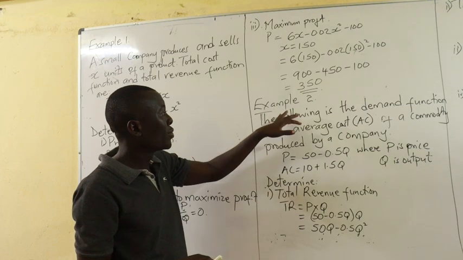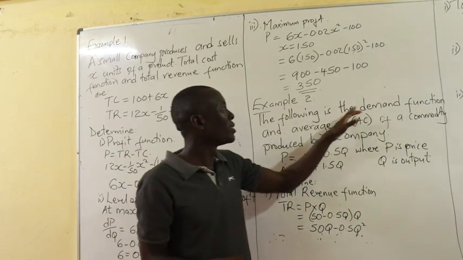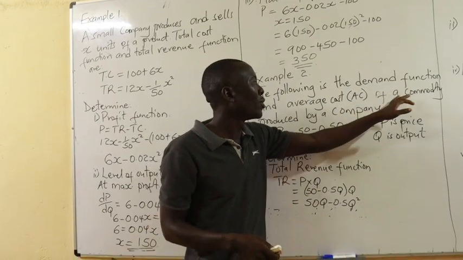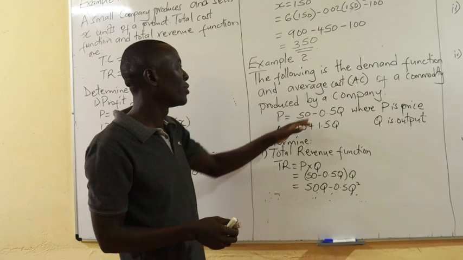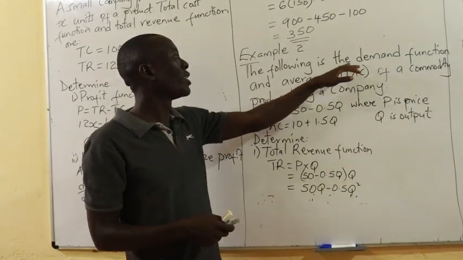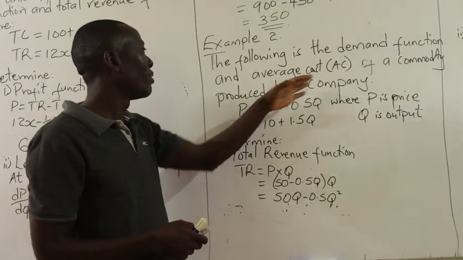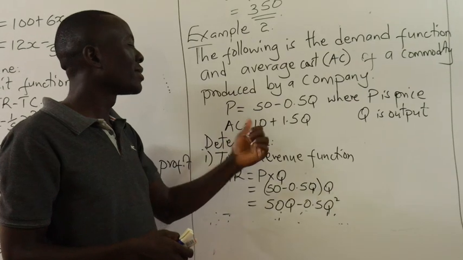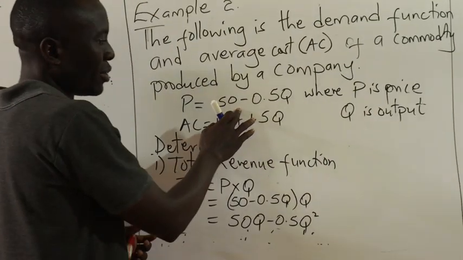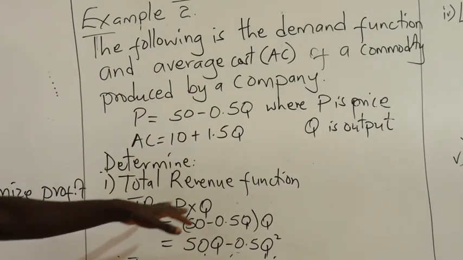We'll move to our example 2 lastly, and example 2 says the following is the demand function and average cost function of a commodity produced by a company. So here they have twisted a bit because we have been given the demand function. The demand function normally is denoted by P, and the average cost is AC. Where P is the price, as we have been told, and Q is the output. And therefore here we are using P and Q.